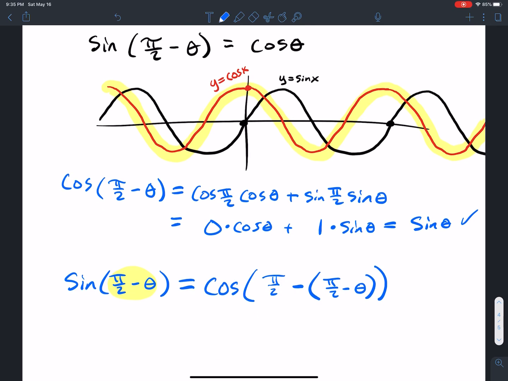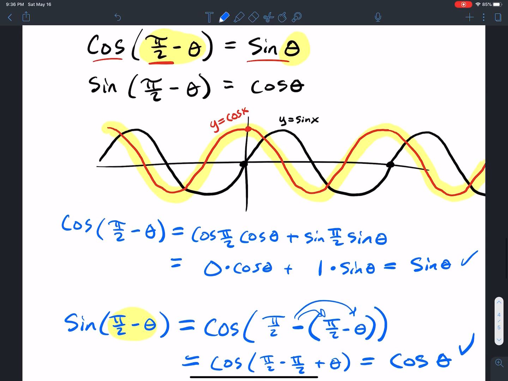So what does that equal? That equals cosine of pi over 2 minus pi over 2, and then minus and minus means plus, and so this equals the cosine of theta. So a little bit of trickery there. We can work both ways with that formula.